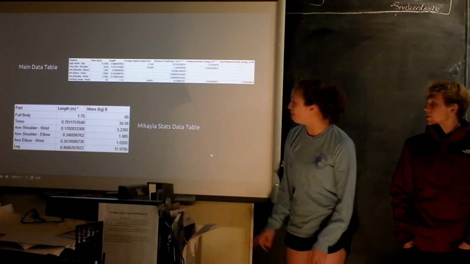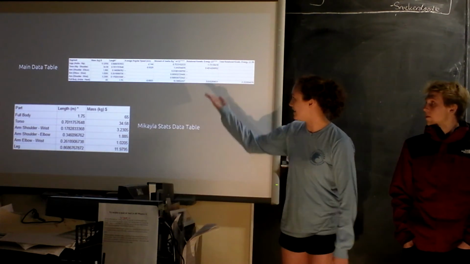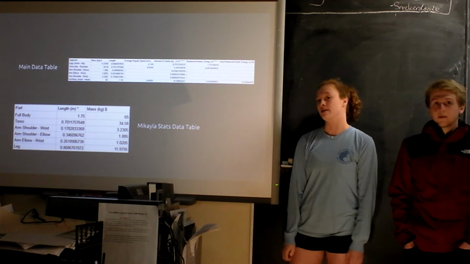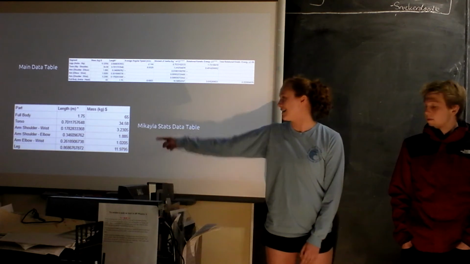So we had a main data table, where we shortened all our data down, and then we had the moment of inertia and rotational kinetic energy, and then we had my stats.